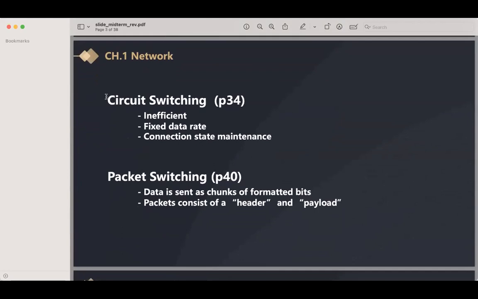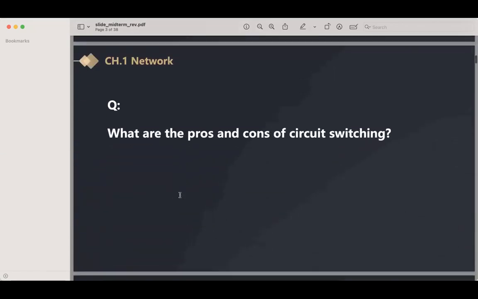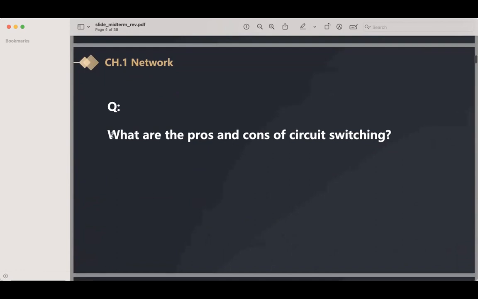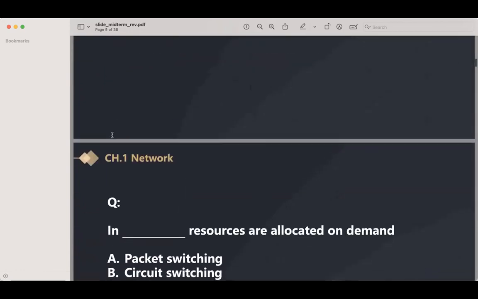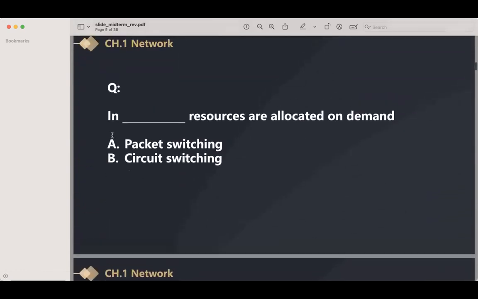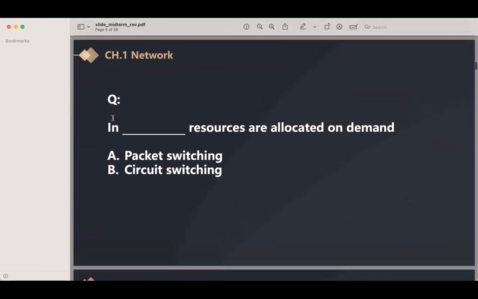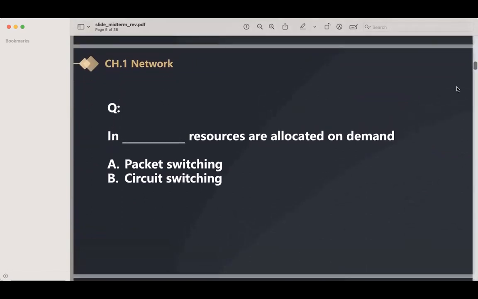So the first thing is you need to figure out what is the difference between packet switching and circuit switching, and try to answer the question. The question is from the slides. I just simply copied it from the slides. Let's try this one. Can you try to answer this one, A or B? If we have a lot of wrong answers, then we will check the slides in detail.